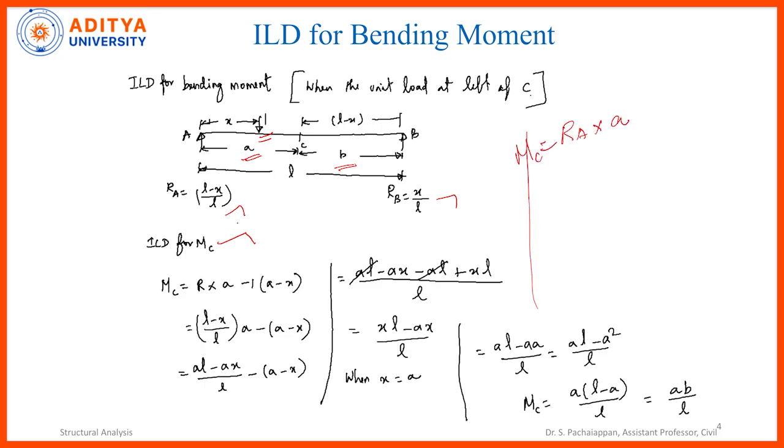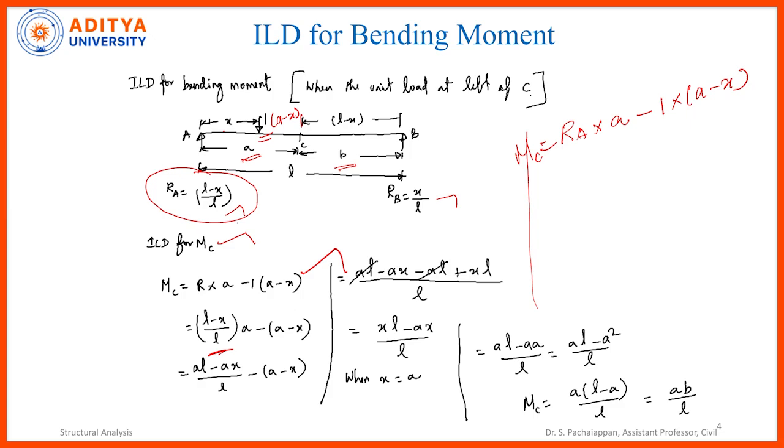If I take the moment at the point C, MC is equal to RA multiplied by the linear distance A, then minus 1 multiplied by A minus X. Why A minus X? Because this distance is A minus X. Total distance up to C is A, so A minus X will give you the remaining distance. So this is what is written here, RA multiplied by A minus 1 into A minus X. Now I am substituting the RA value, L minus X by L, multiplied by A and then minus of A minus X.